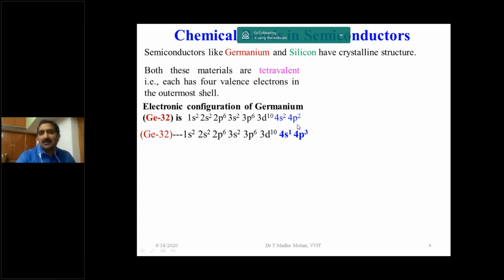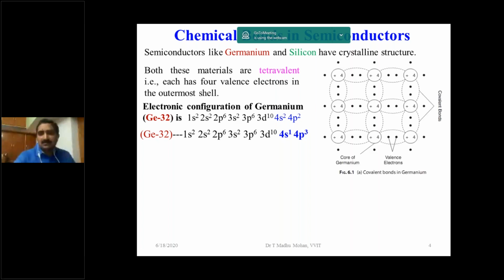So 4 valence electrons are available. In the s orbital there is one half-filled, which means there is a chance to occupy 1 electron. In 4p3 there is a chance to occupy 3 electrons. So 3 plus 1, 4 electrons. So these atoms are called tetravalent. Germanium is like that, and similarly silicon also. Silicon has 28 electrons.